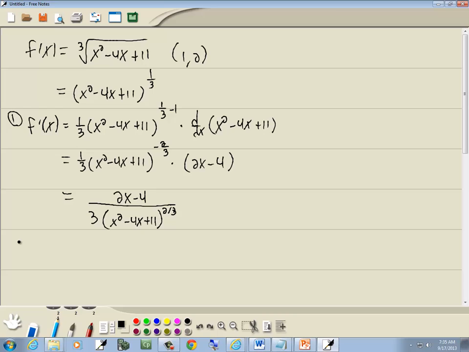Now there's not much benefit to simplifying it any further from there, because our very next step is to plug in the x part of our point. Well, we're given a point, so this is our x, this is our y. We want to change our derivative notation to m, and we're going to plug in 1 for the x. So I've got 2 times 1 minus 4 over 3 times 1 squared minus 4 times 1 plus 11 to the 2/3 power.